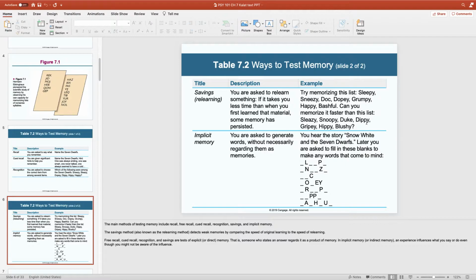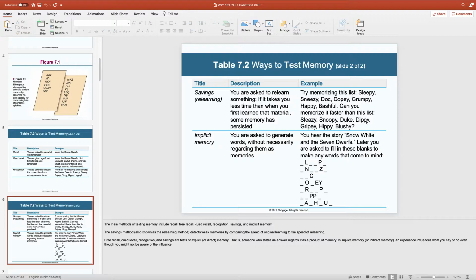Okay, and then you have something called implicit memory. Implicit memory is indirect. It's not a direct or explicit memory, just like the first four were, but basically, it takes your experiences and those experiences influence what you say or do. So, an implicit memory example is you're asked to generate words without necessarily seeing them as memories. So, you hear the story, Snow White and the Seven Dwarfs, and then you're asked to fill in the blanks to make up those words.